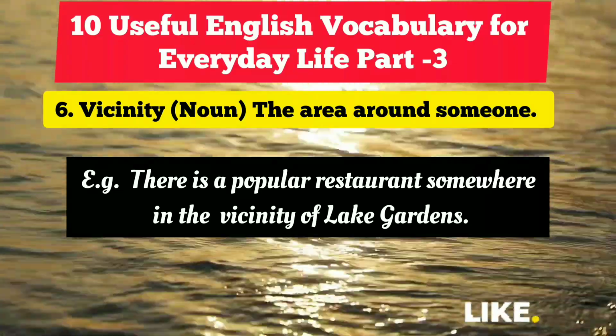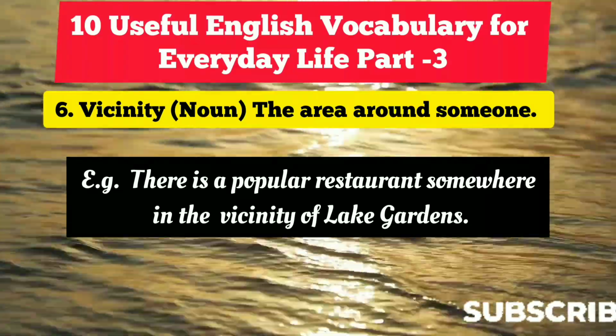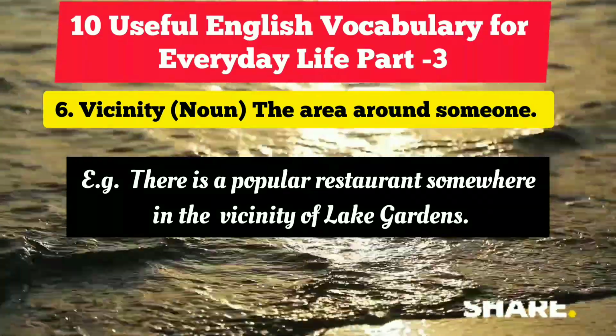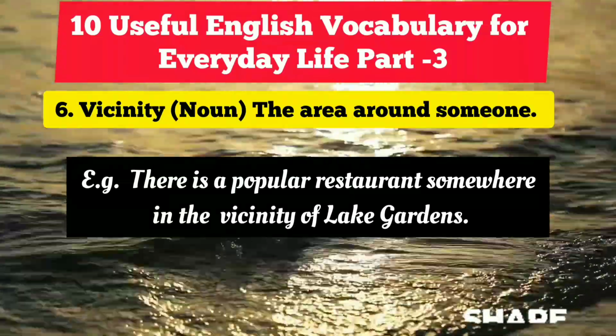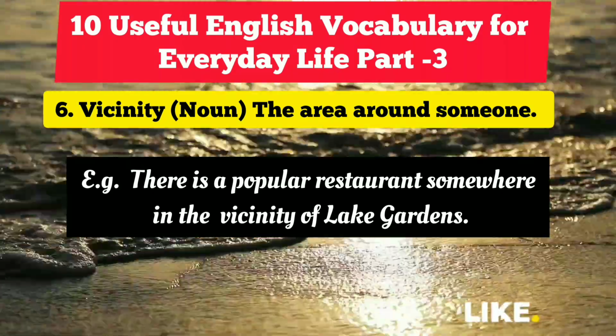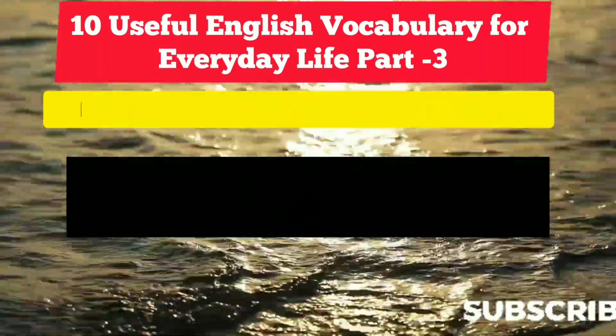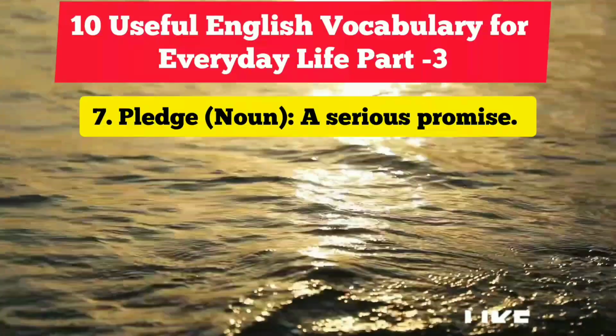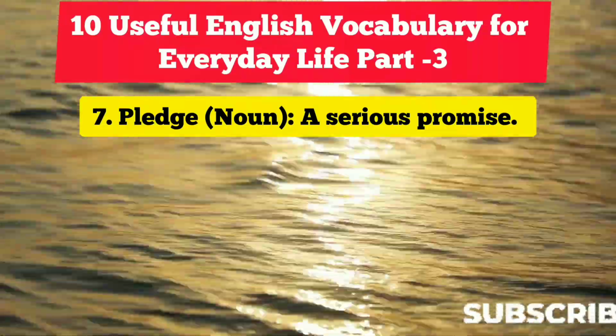So I'm quite sure it's clear. That means in the surrounding, in that neighborhood, there is a popular restaurant. That's why this word is used, vicinity. So I'm quite sure it's crystal clear. Up next, we are going to focus on the seventh important vocabulary for everyday life, that is pledge.